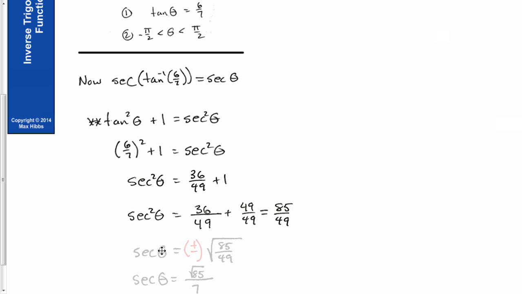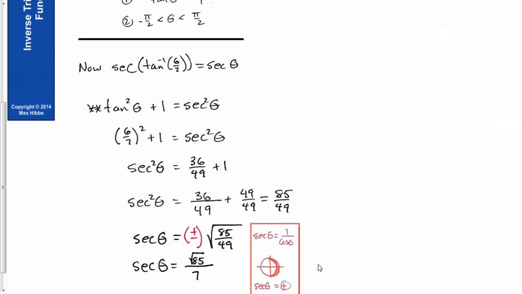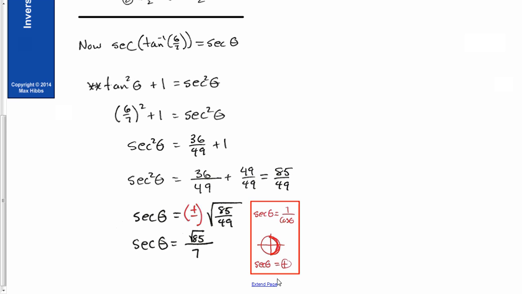So we have secant squared theta is equal to 85 over 49. So secant of theta itself has got to be plus or minus. Remember, theta is a specific angle, and so we're only going to get one value. It's got to be plus or minus the square root of 85 over 49. Now, which is it? Well, here's what we know.